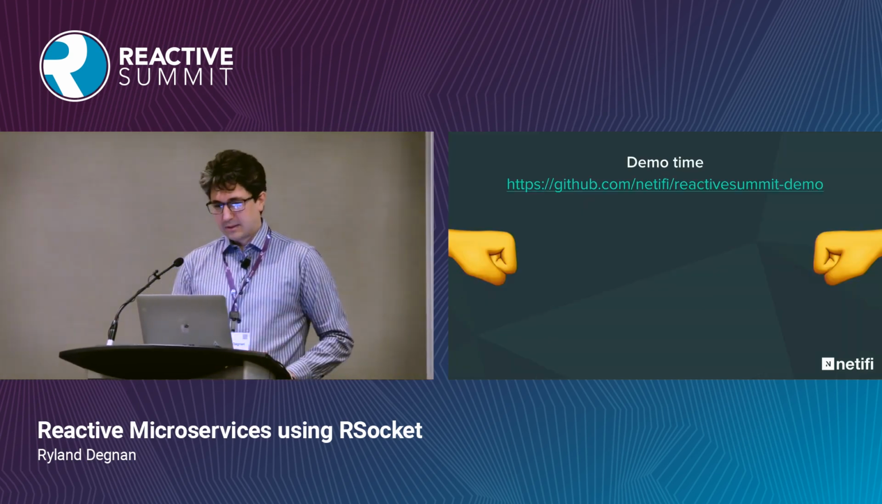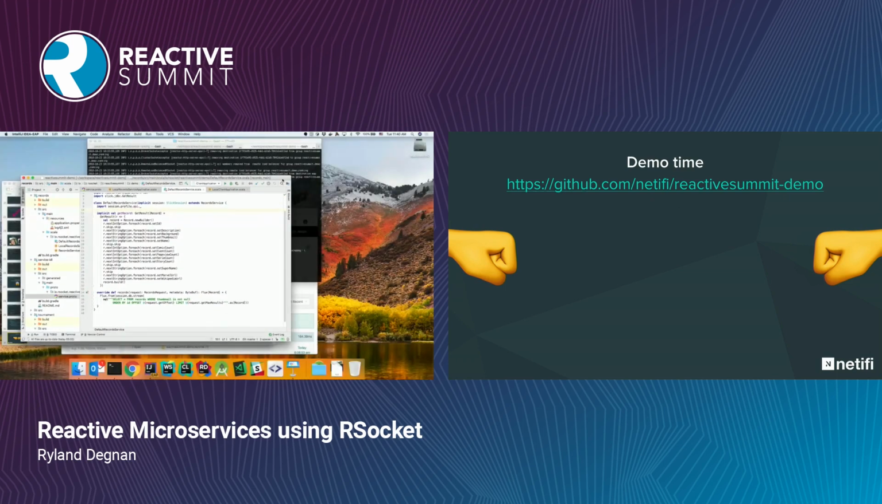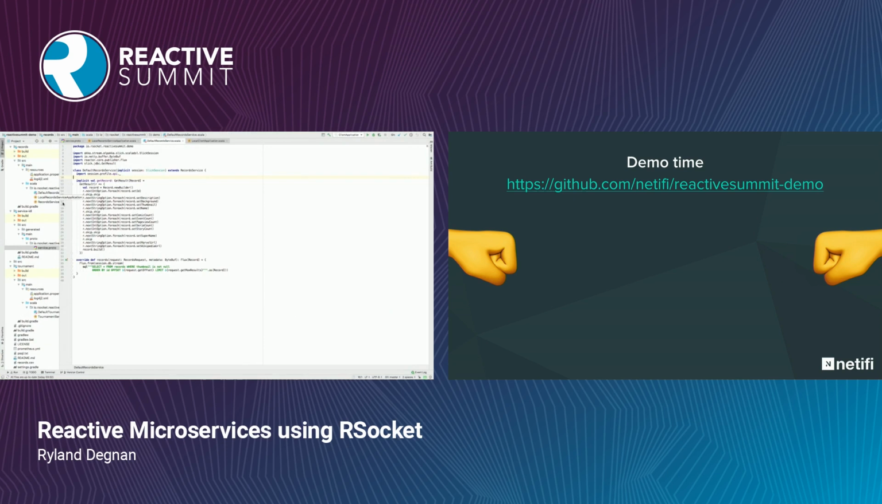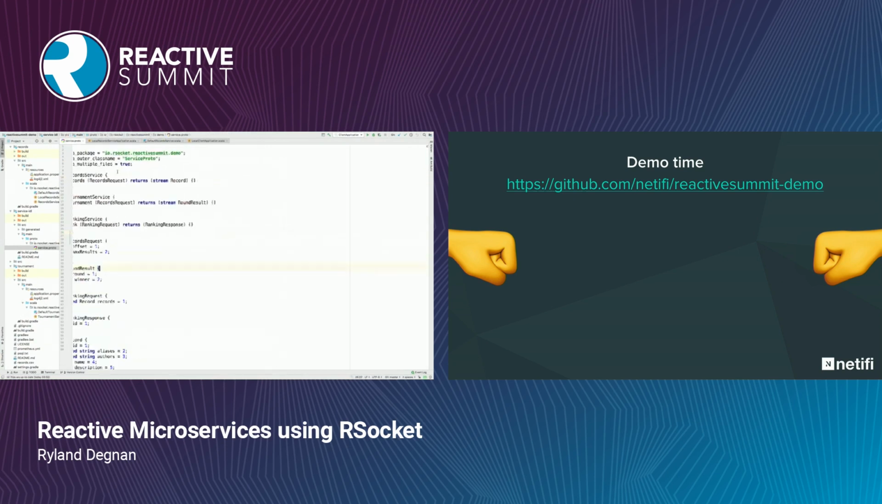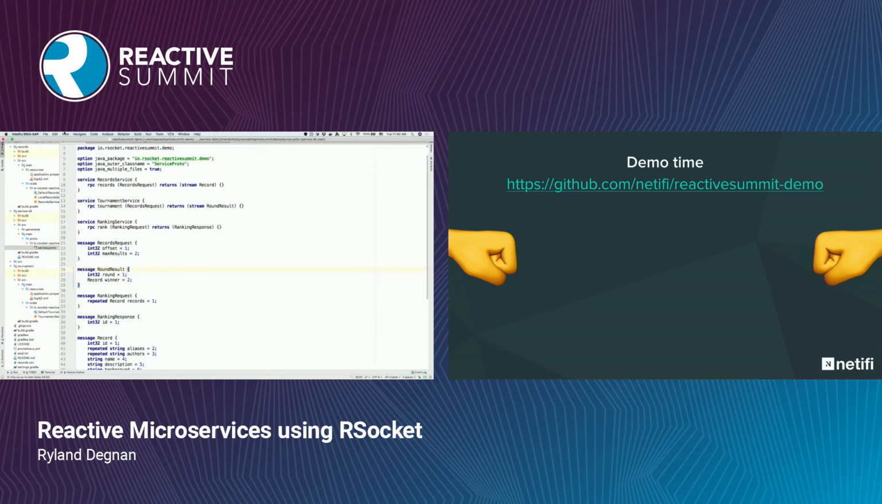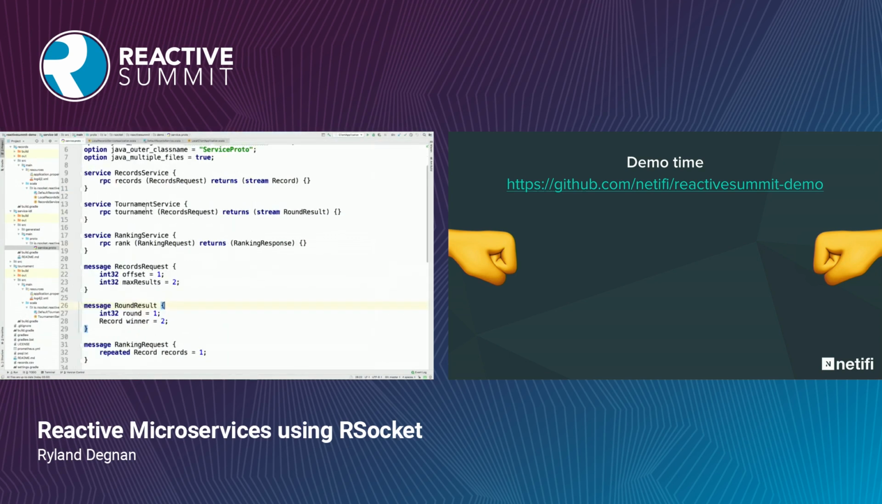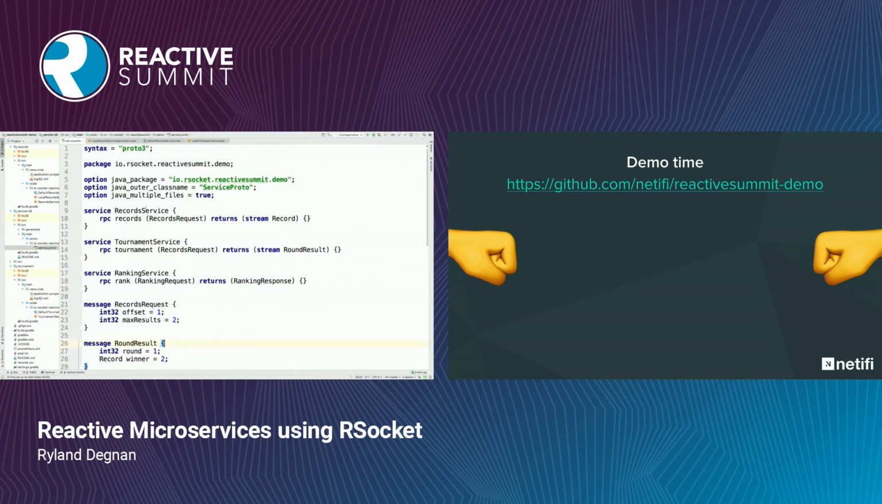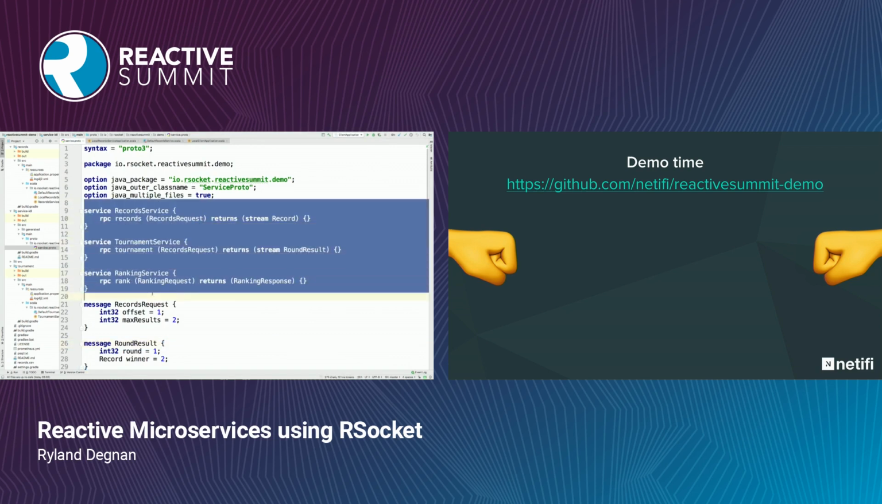Okay, so let's go into some demo code. Can everybody see this? Okay, so this is just the protobuf file that I was talking about before. I just wanted to show a quick example of how to use RSocketRPC to make several services that talk to each other and what you can actually do with it.